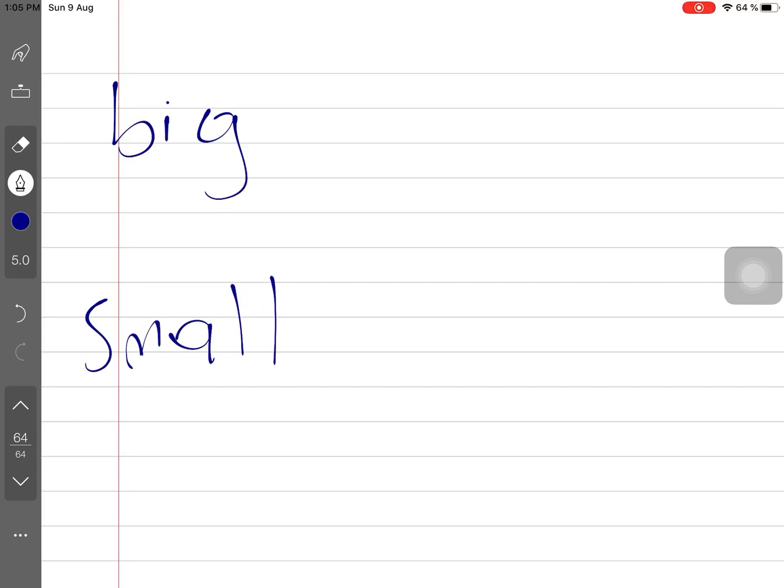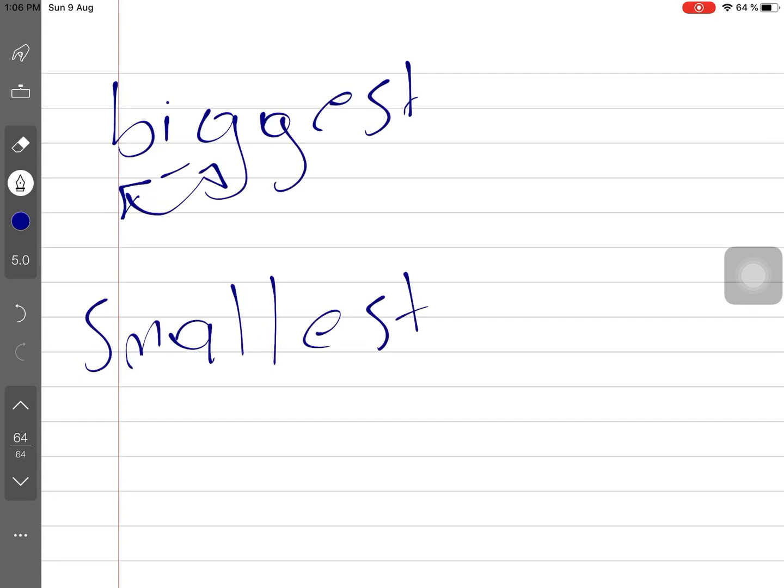So look at this. When we refer to the adjectives big and small, they are short adjectives, so we are going to use est. But remember, it is important to know that when we have one vowel between two consonants, we duplicate the last consonant, so that we have the biggest and the smallest.